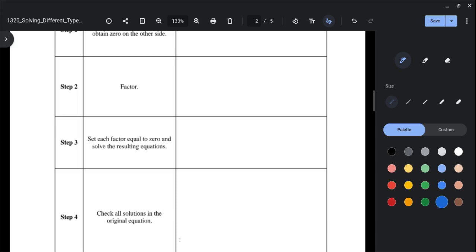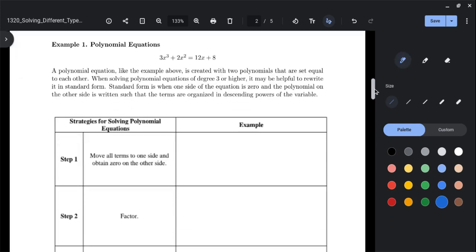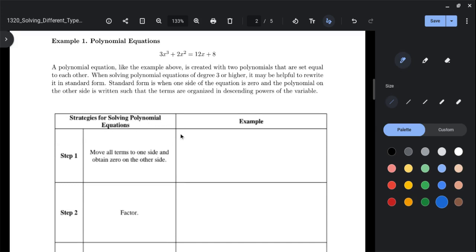The third step is you're going to set each factor equal to 0 and solve for x in those resulting equations. And then the very last step is you're going to check all the solutions using your original polynomial equation. So let's go ahead and use these 4 steps to solve that given equation at the top. So I'm going to rewrite it in this box. So we have 3x cubed plus 2x squared equals 12x plus 8.